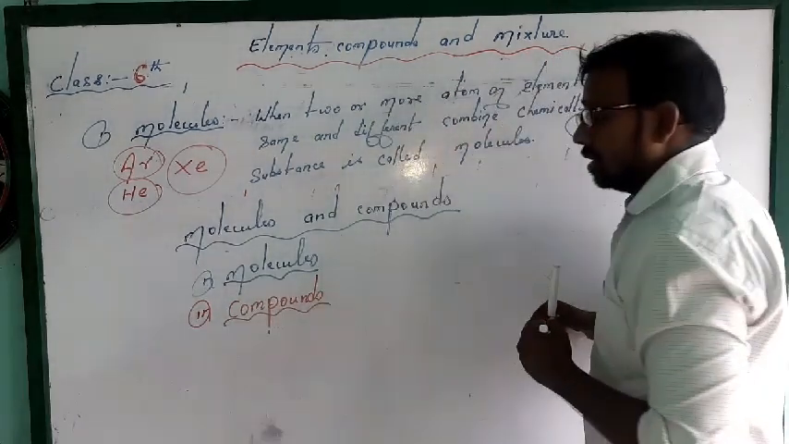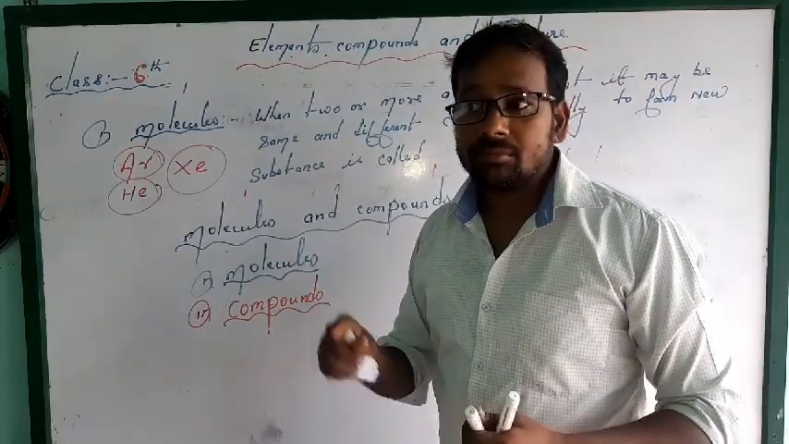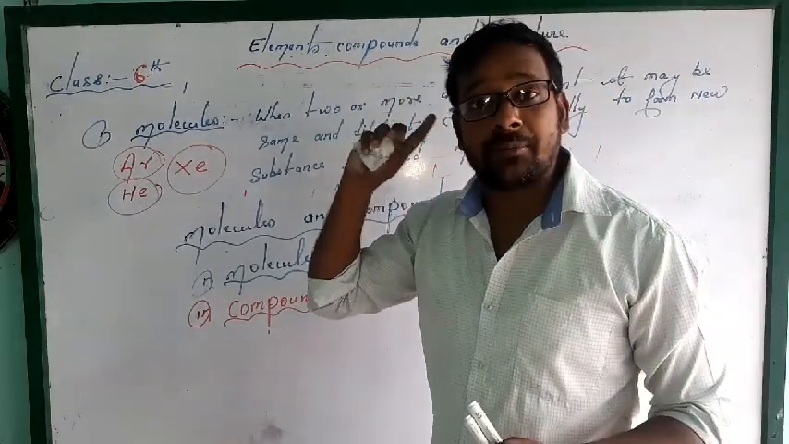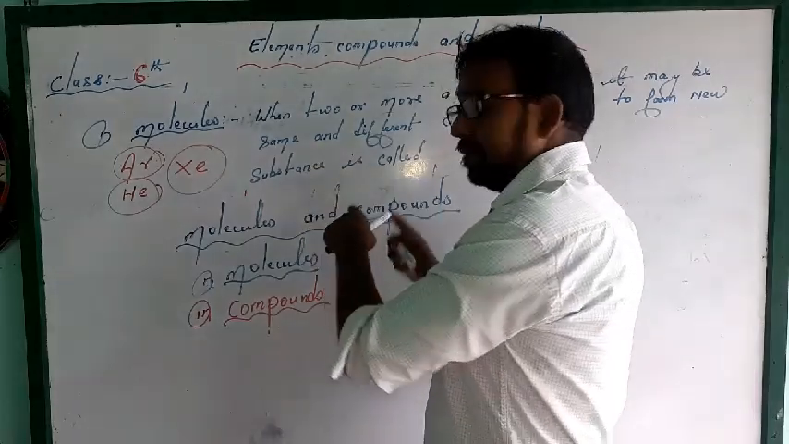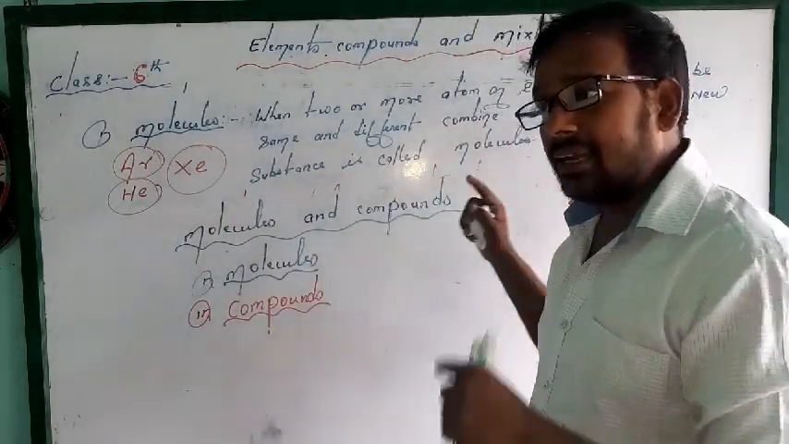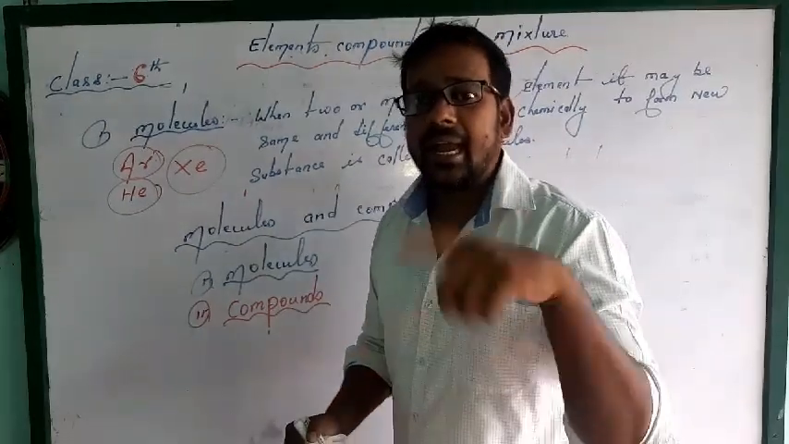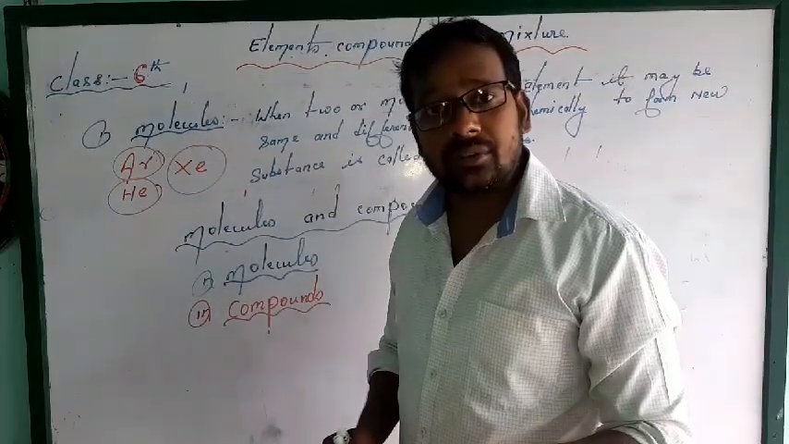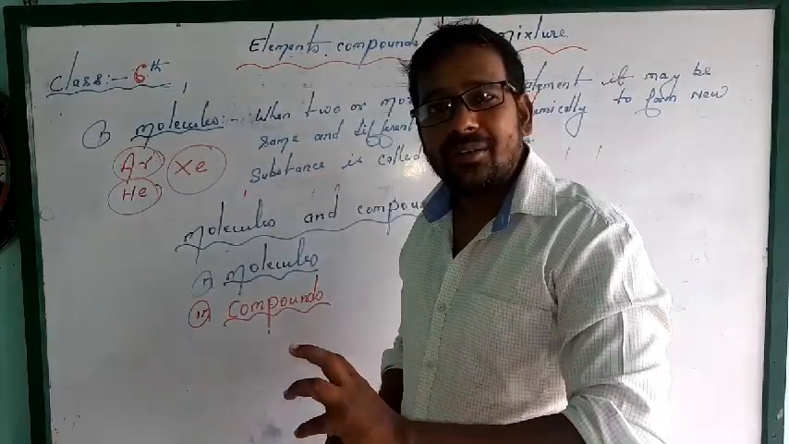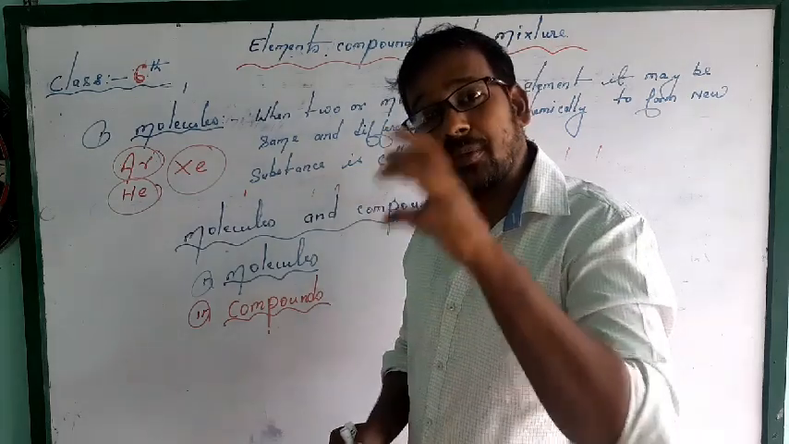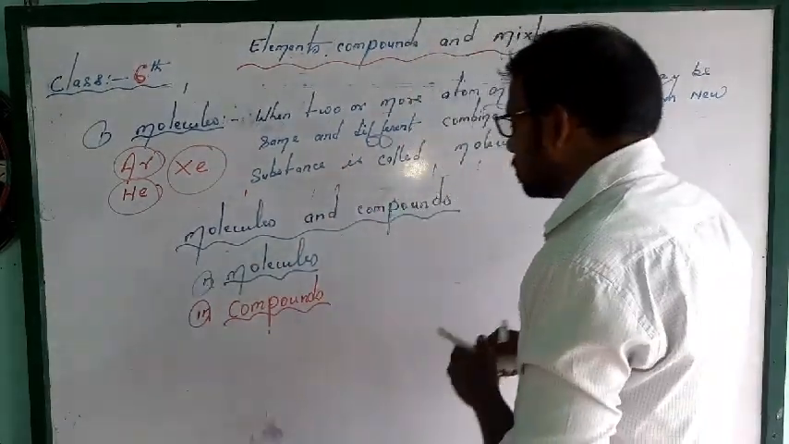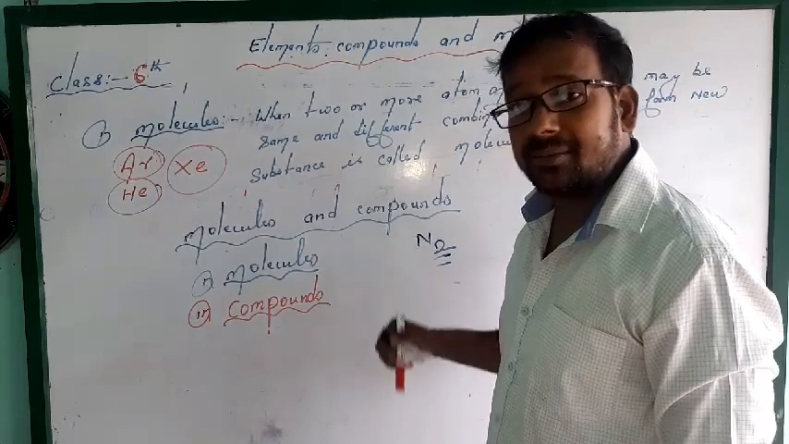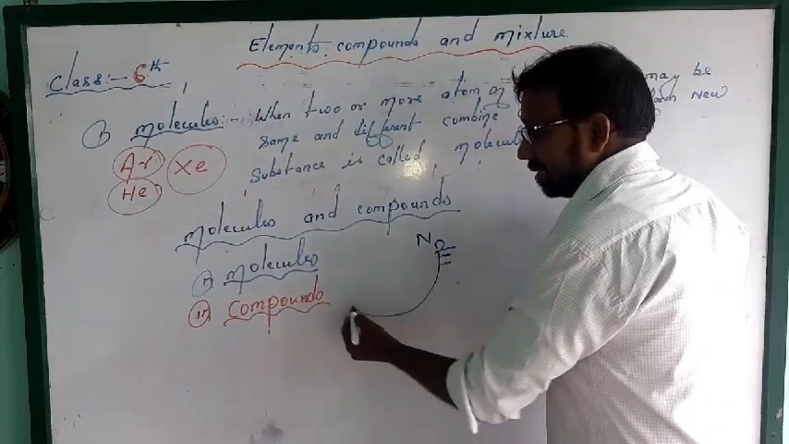My dear students, when more than two different kinds of elements combine, it is a heteroatomic molecule. Already I made you understand homoatomic and heteroatomic. So compounds are mainly heteroatomic molecules. You can say that all compounds are molecules, but all molecules are not compounds. Suppose I will write N2. N2 is a molecule because it is made up of the same atom, but you cannot say that it is a compound.